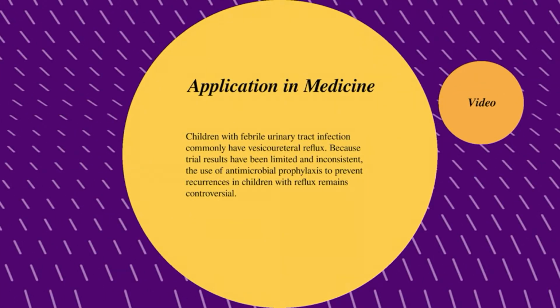Application in medicine. Children with febrile urinary tract infection commonly have vesicoureteral reflux. Because trial results have been limited and inconsistent, the use of antimicrobial prophylaxis to prevent recurrences in children with reflux remains controversial.